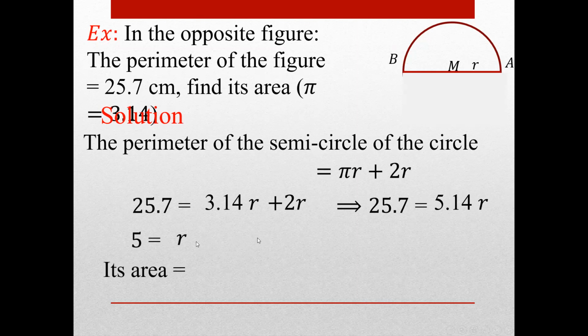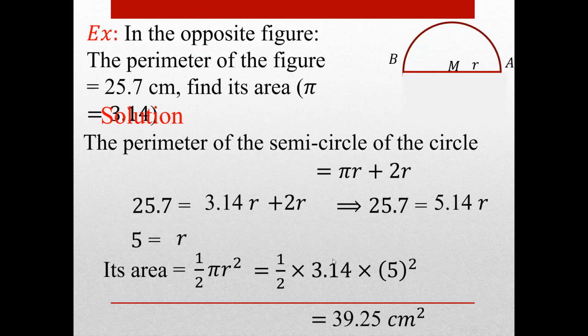So I can solve the area of the half circle. It will be 3.14 times r squared times a half, because this shape is a half circle. So I make half times 3.14 times 5 to the power 2, and the answer will be 39.25.